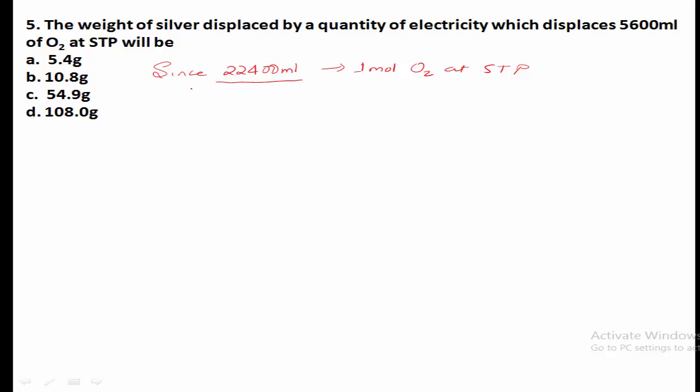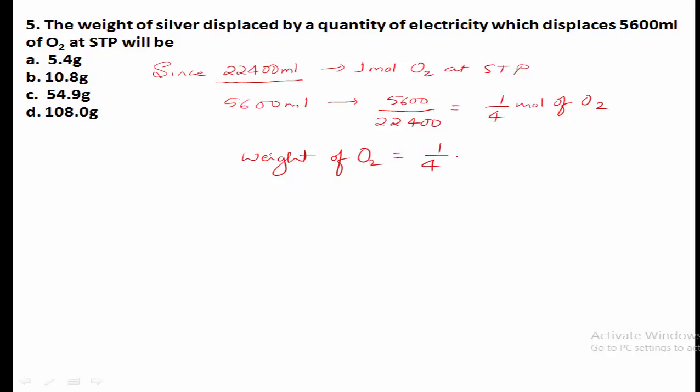It is Avogadro's law. Now, what have they given? 5600 ml of O2. 5600 ml of O2 is equal to how many moles of O2? First, you have to calculate that. Silver displaces 5600 ml, so 5600 ml means how many moles? It can be calculated by 5600 divided by 22,400. So you will get 1 divided by 4 mole of O2. If I want the weight of O2 that is displaced, it is 1 by 4 into the molecular mass of O2, which is 32. So it gives 8 gram. This is the weight of O2. You can write it as WO2.